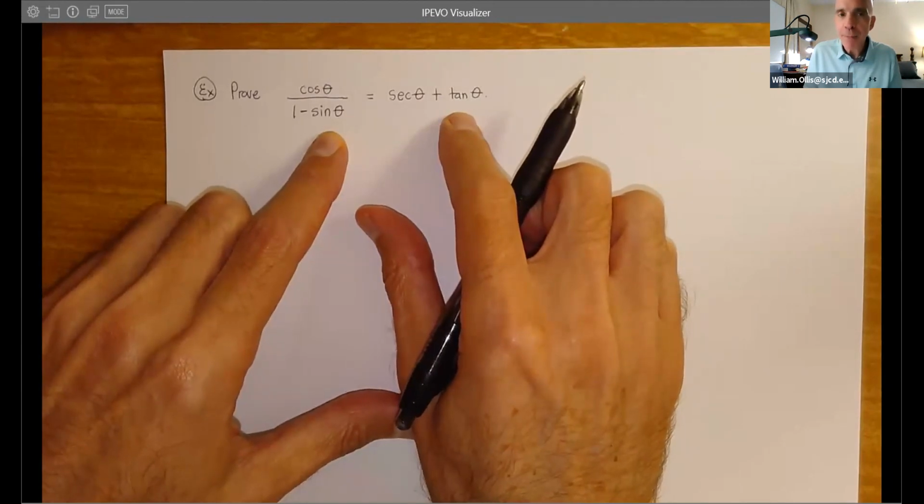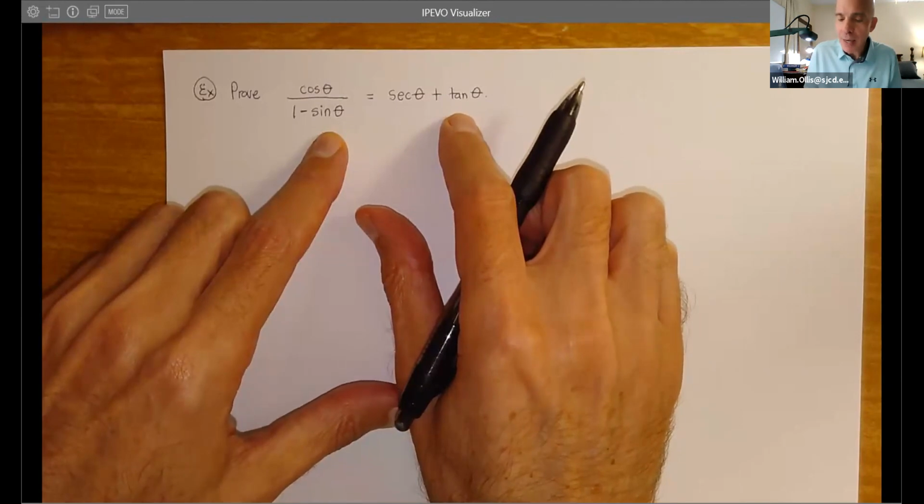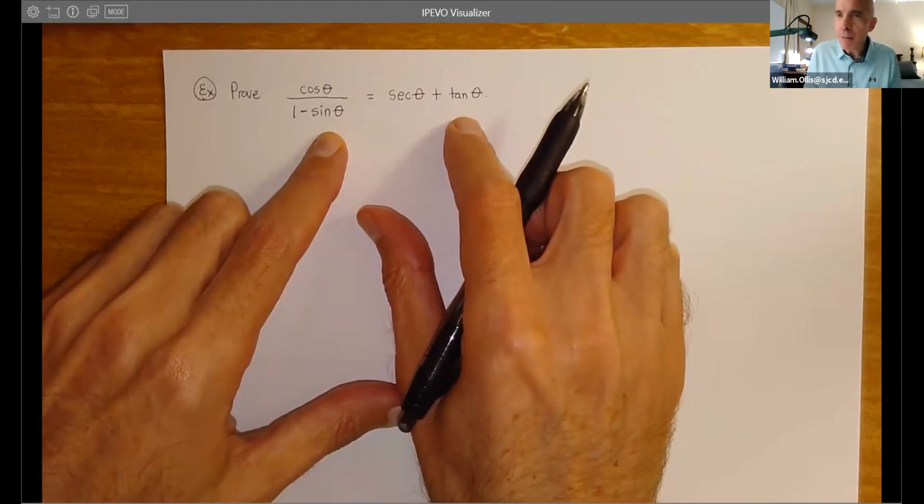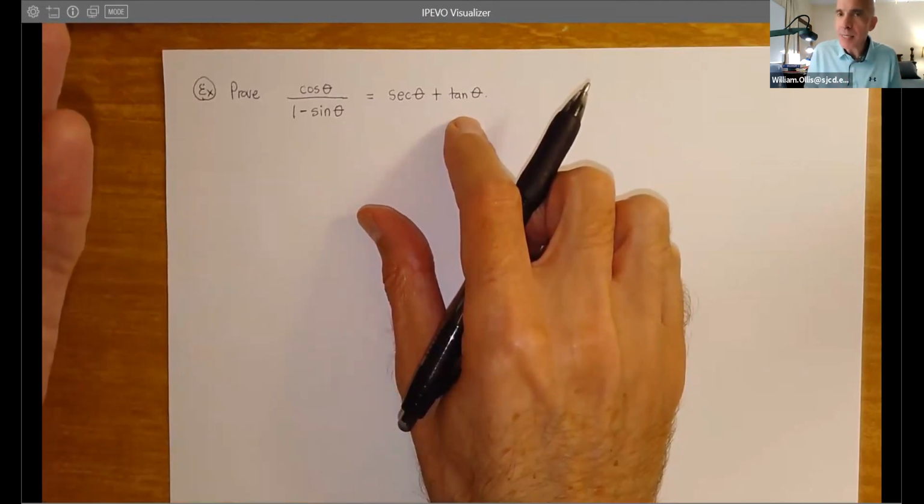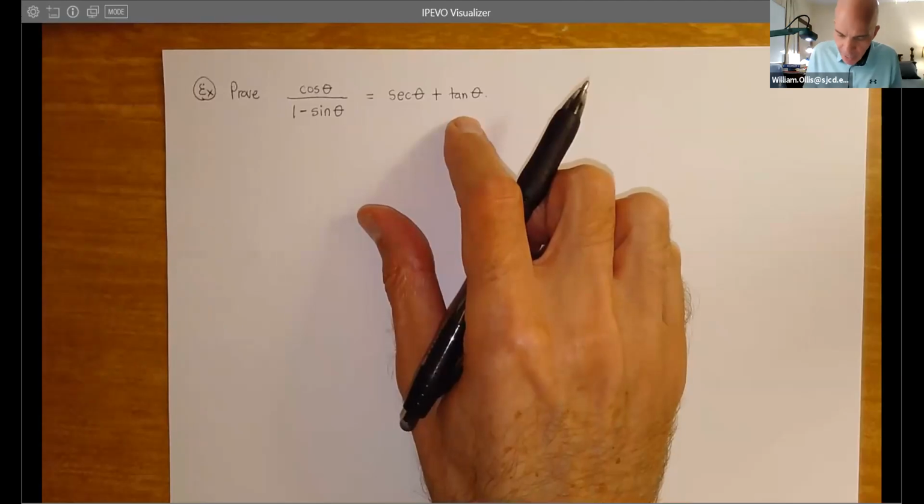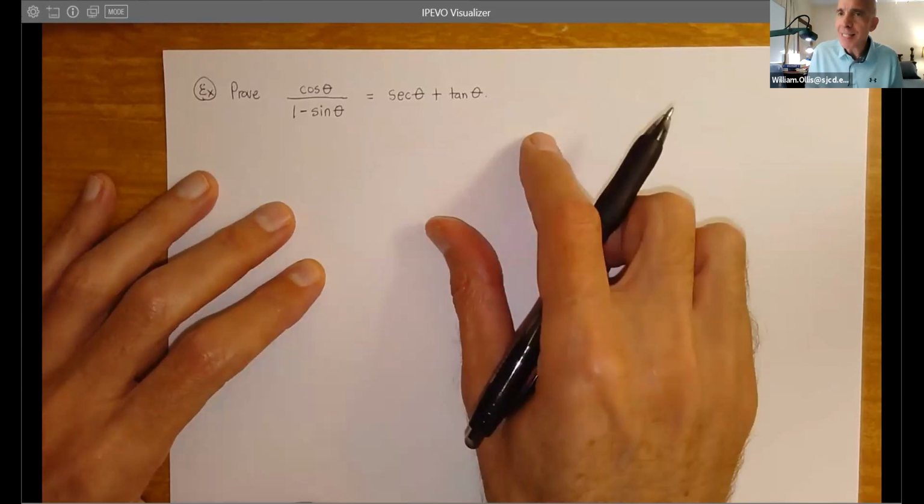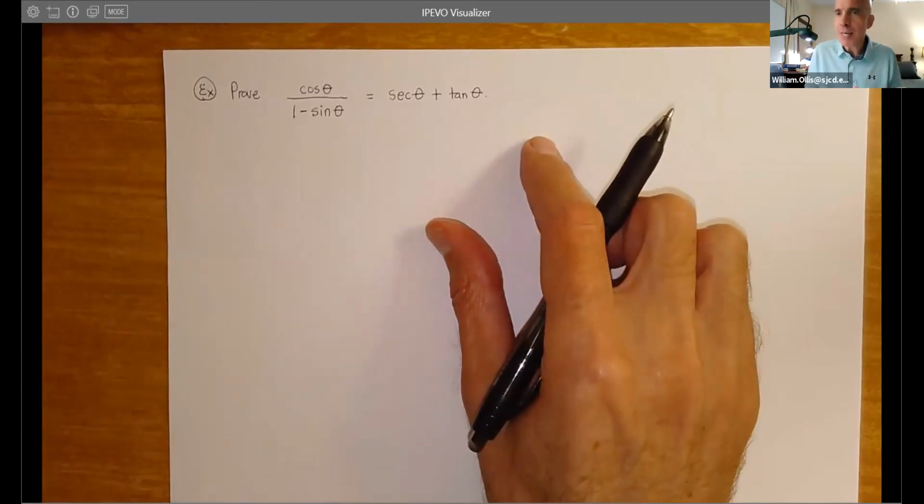So this says that where this is defined, it is true that cosine divided by 1 minus sine theta is equal to secant theta plus tangent theta. Now, one thing about identities that's kind of interesting is that it's not always obvious. When you work with identities, you don't just stare at it and say, oh, I think that's true. You have to work it out.